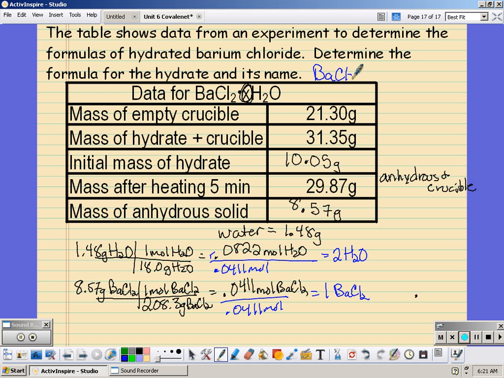So how would you name it? Well, we already know that BaCl2 is barium chloride. The prefix for 2 is di, and because water is attached, it's a dihydrate. There's 2 waters attached. So the name would be barium chloride dihydrate.